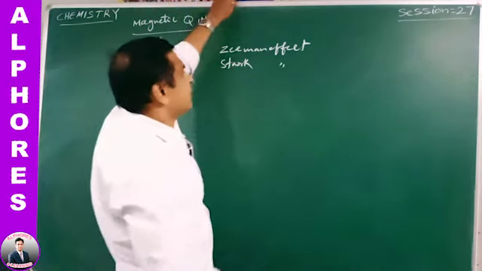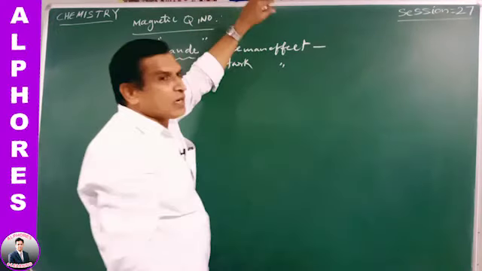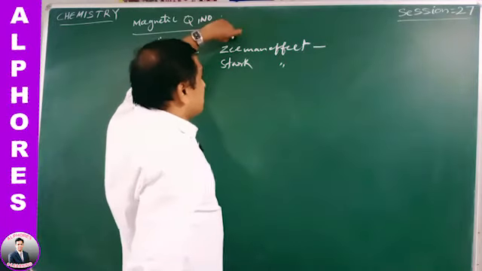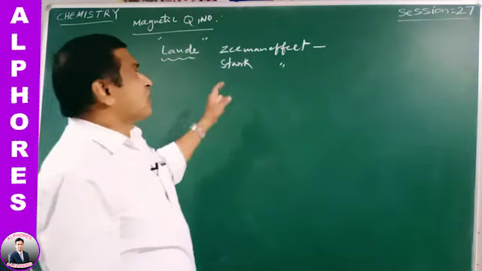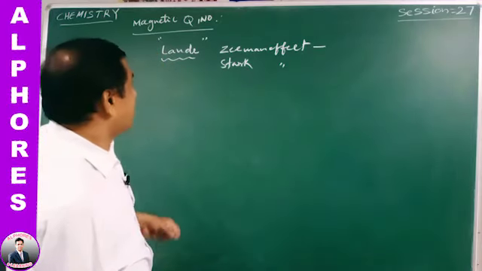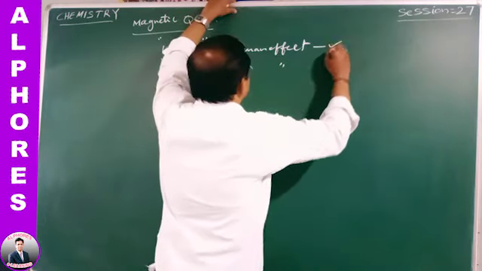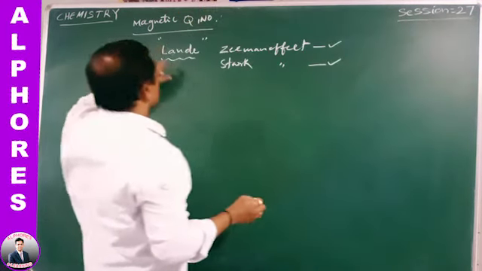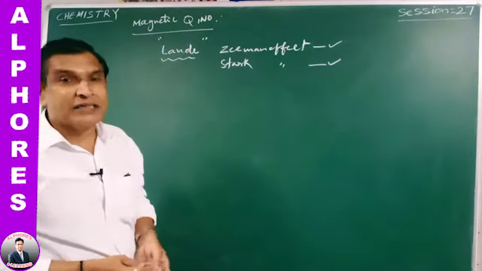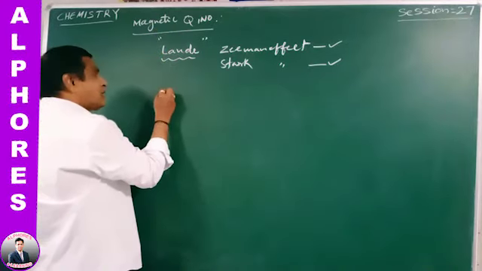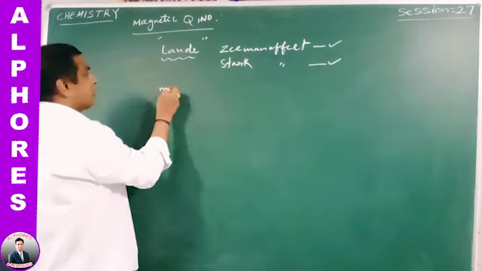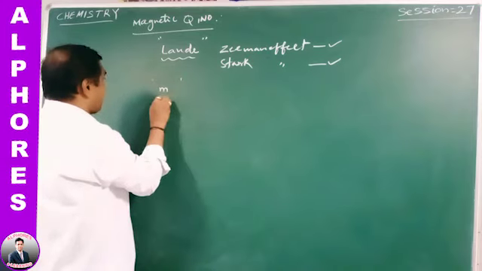What is the Zeeman effect? Splitting of fine spectral lines under the influence of a magnetic field is called the Zeeman effect, and splitting of fine spectral lines under the influence of an electric field is called the Stark effect. To explain the Zeeman and Stark effects, Landé introduced a new quantum number called the magnetic quantum number. It is denoted by the symbol M.